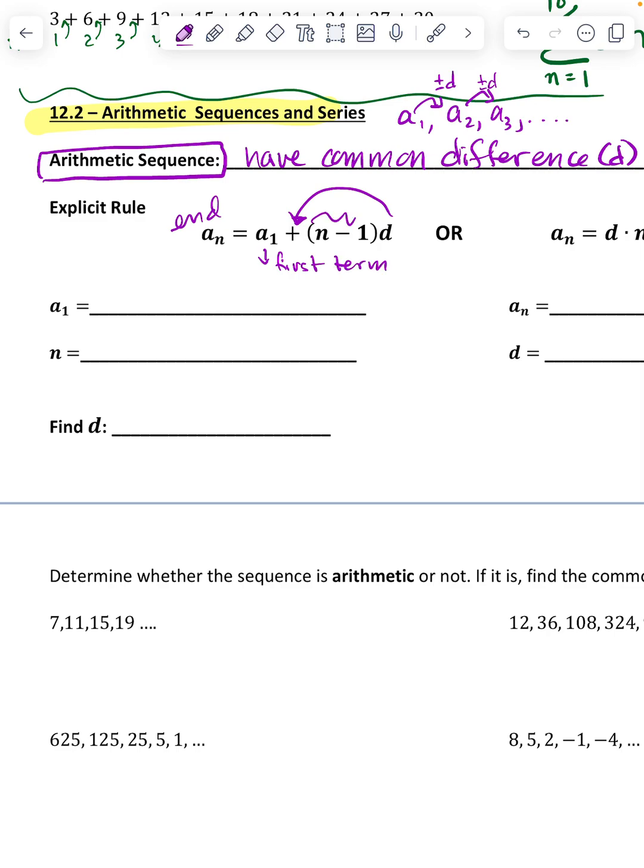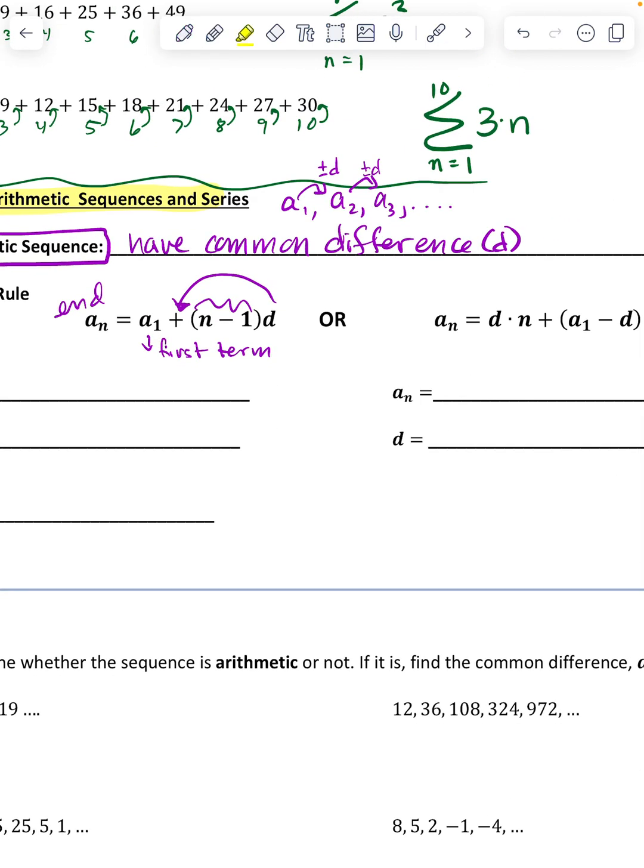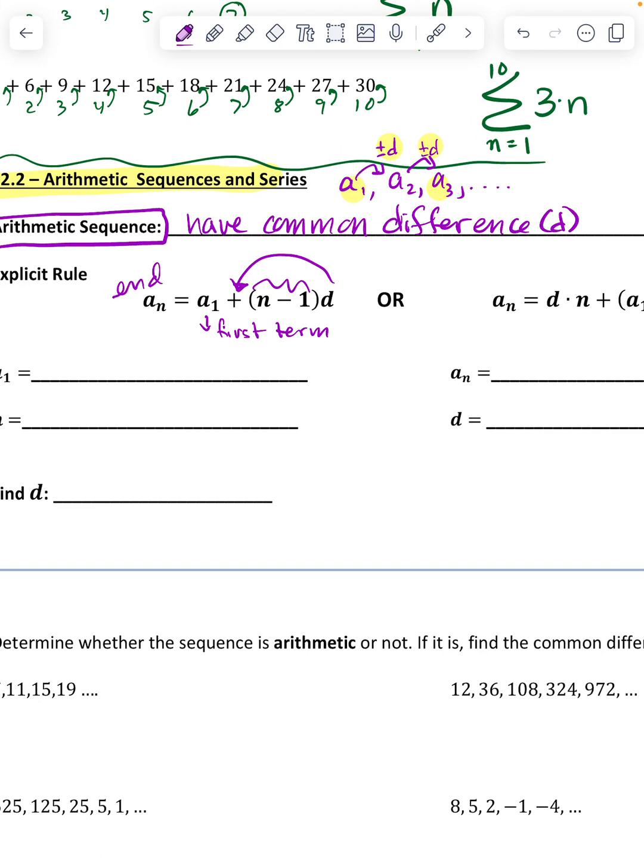This is going to be the spaces basically, or like the number of times you used D. So for example, up here, for me to get from 1 to 3, I used that common difference twice. And so that's why it's n minus 1. You're just like saying, where did I end? Where did I start? And how far is there between them? So this is going to basically be the number of times that you use that common difference, or the spaces between. And then this is the common difference.